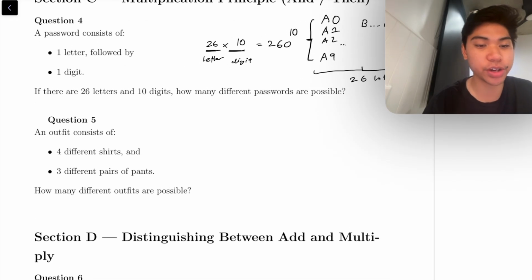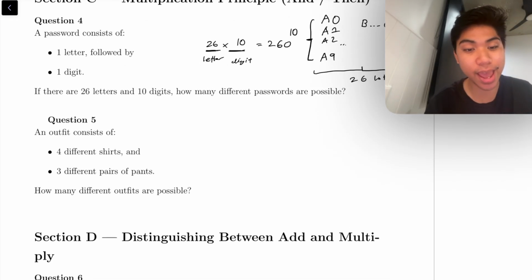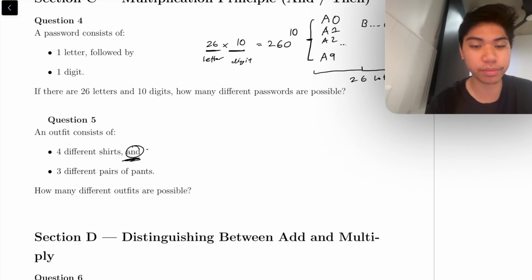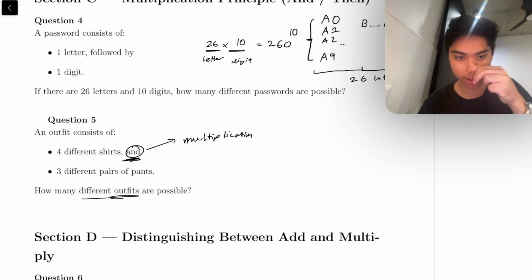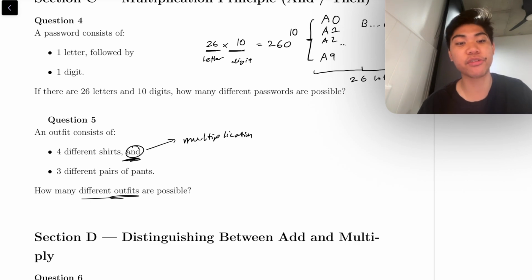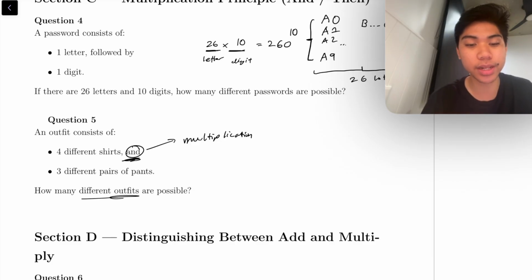Question 5, an outfit consists of 4 different shirts and 3 different pairs of pants. Okay, that "and" indicates to me I need to be using the multiplication principle, because I'm being asked, how many different outfits are possible? So an outfit needs to have both a shirt and pants. So we would do 4 times 3 equals 12 different outfits that are possible.